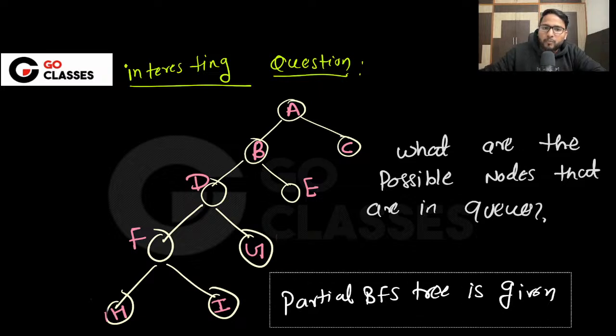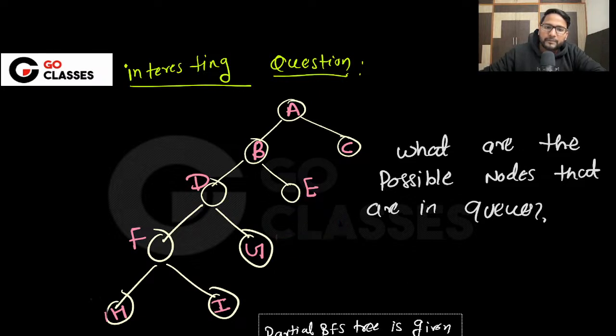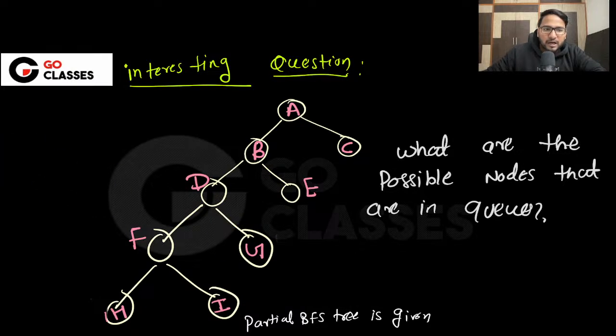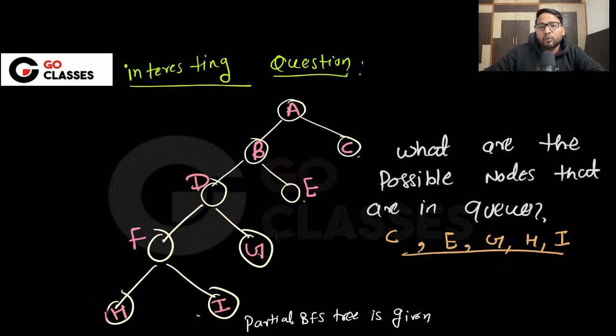So let me have the options here. Suppose I ask you, can C, which is a leaf, remember, C is a leaf, be a possible node? Can E be the possible node? Can G be the possible node? Can H be the possible node? Can I be the possible node? So C, E, G, H, I. I am just writing what the possible nodes are.